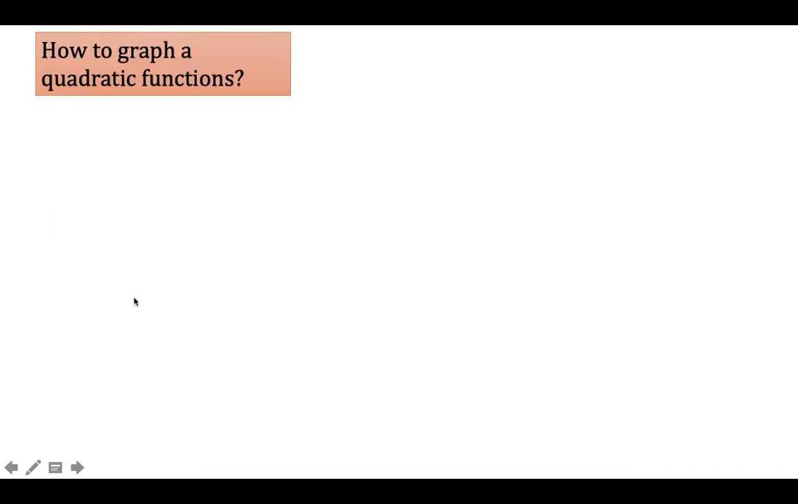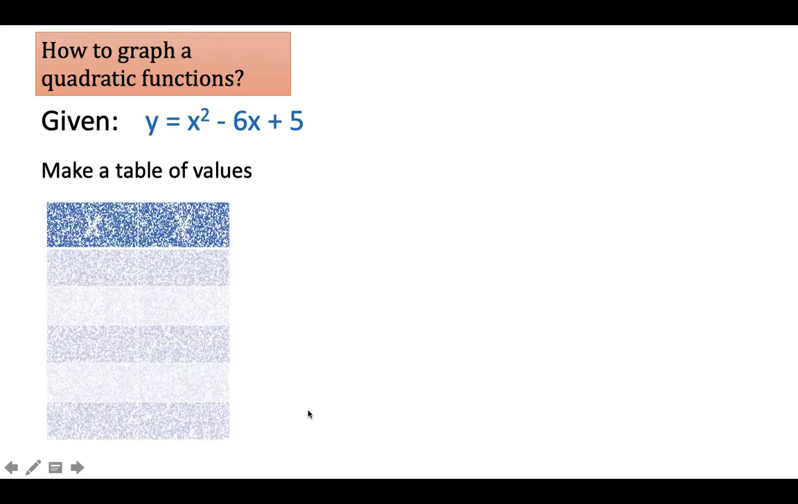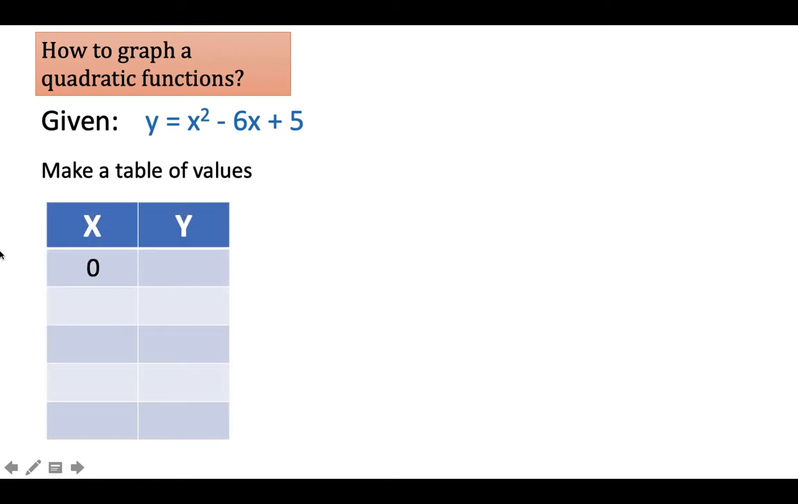Okay, so how do we graph a quadratic function? Take this given: y is equal to x squared minus 6x plus 5. So first, we're going to lay down a table, and we will assign any values of x. Then later, we are going to find the corresponding value of y for each value of x. So it is advisable to use numbers closer to 0 because it is easier to solve.